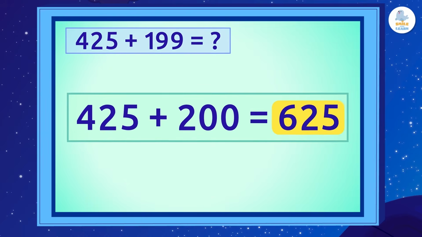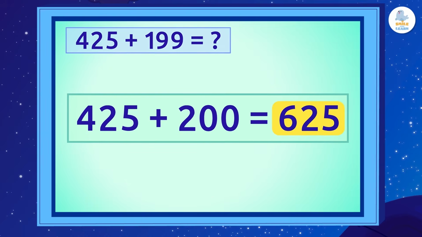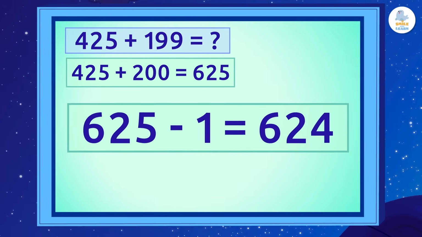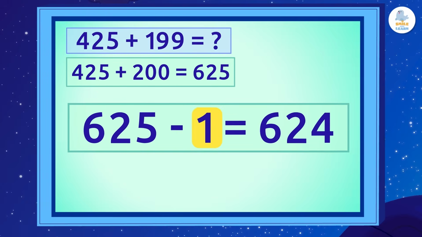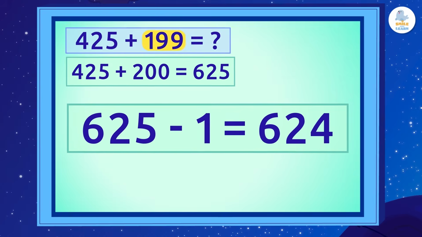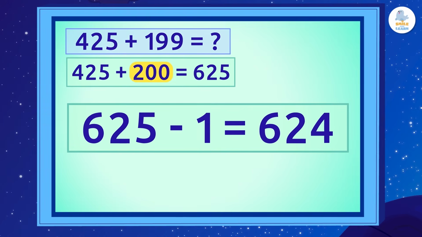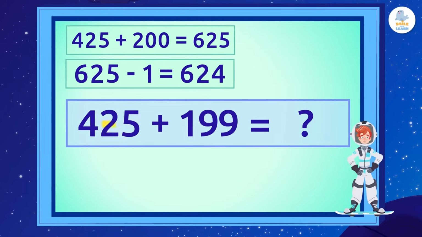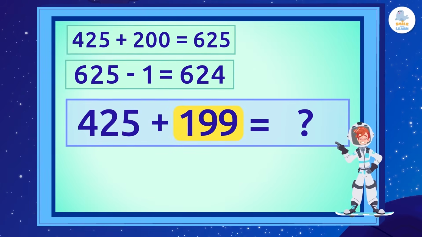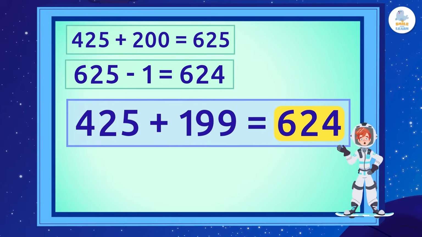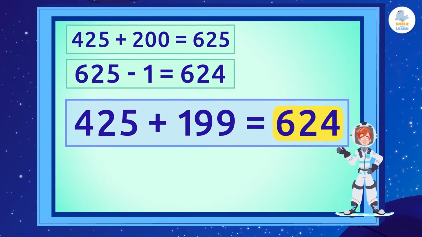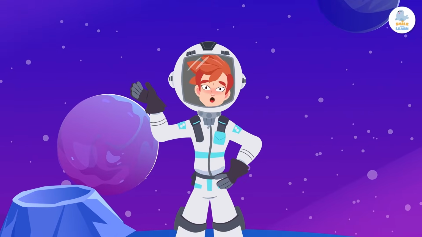Great! 625. Then, like before, we subtract 1 since we wanted to add 199 ships, not 200. Perfect, so 425 plus 199 equals 624 ships. Who wants to try it?